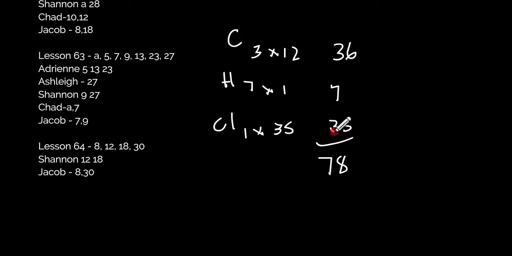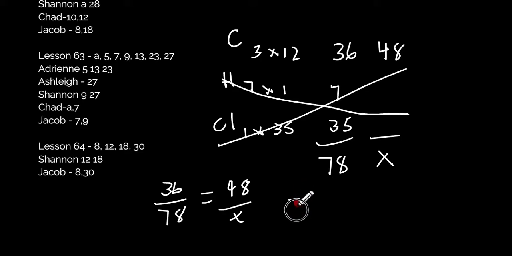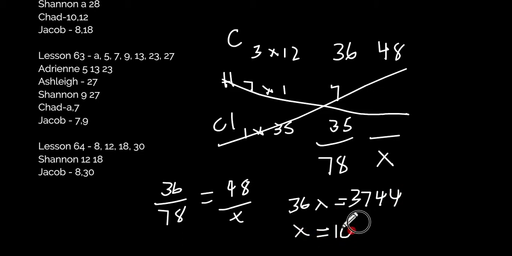Do that first. Next one, they tell you the carbon was 48. This time we want to know what the total was. These are irrelevant. We don't need them. Set up a proportion: 36 over 78 equals 48 over x. Cross multiply. You get 36x equals 3,744. You divide by 36 and you get x equals 104. Put your units on there, grams. All right, that was number 5.